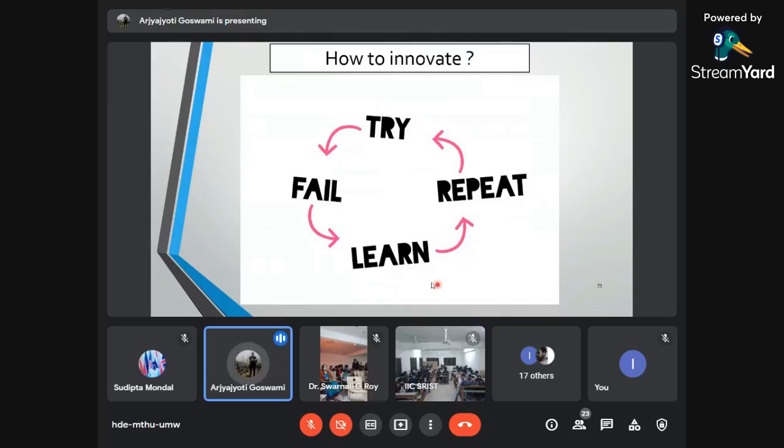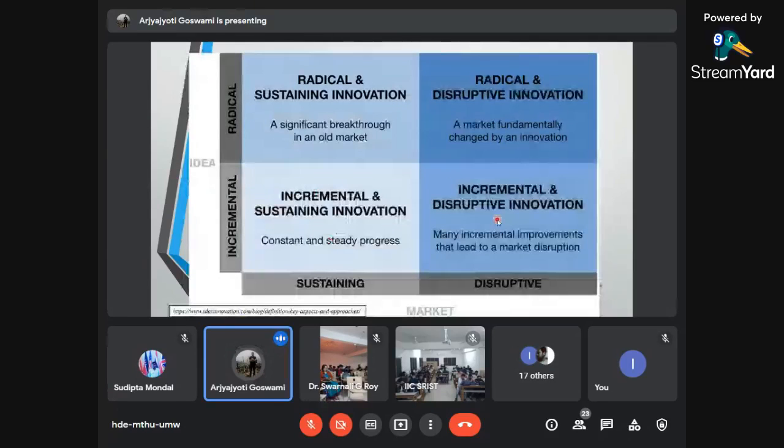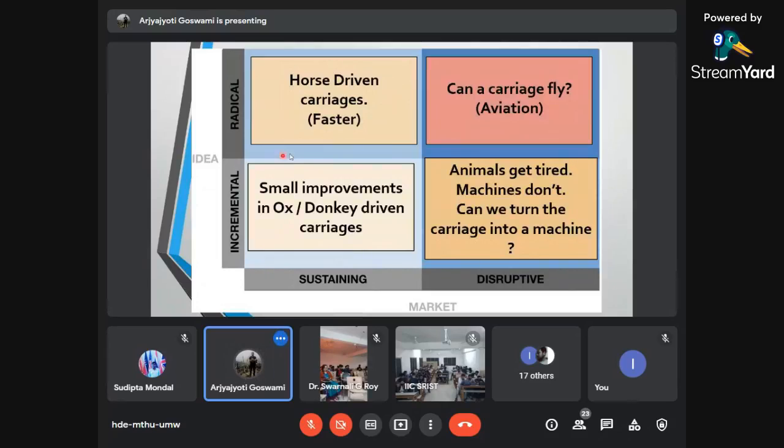How to innovate? You try something, you fail. Once you try something, first attempt you may not succeed. You learn from your failure and then you repeat it. So there are basically 4 types of innovation. First one is called incremental and sustaining innovation. This is the most basic type.